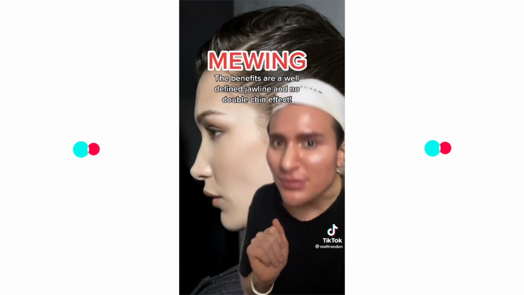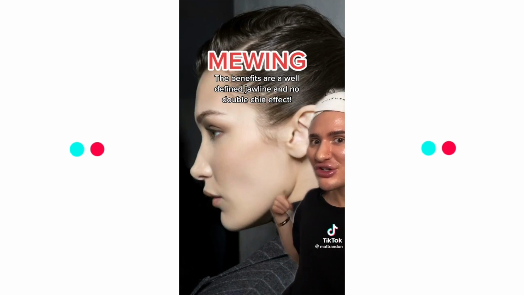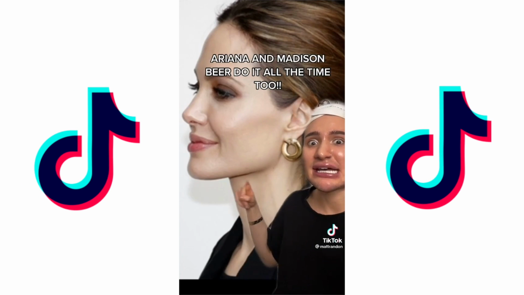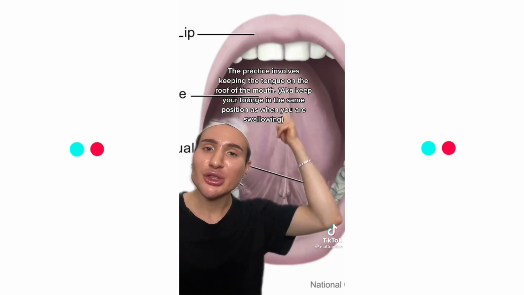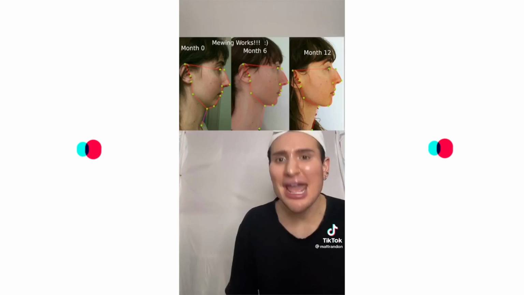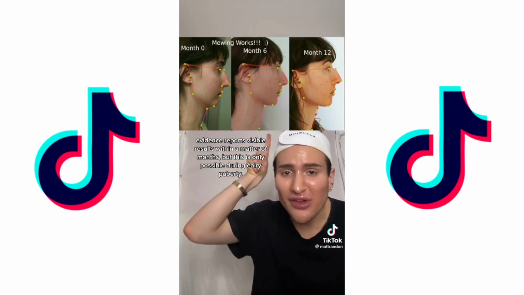This technique is called mewing, and it's supposed to give you a stronger, more defined jawline. And literally every celebrity does it. All you have to do is place your tongue at the roof of your mouth, close it, and then smile. And in the long run, it's actually shown to improve your face bone structure.